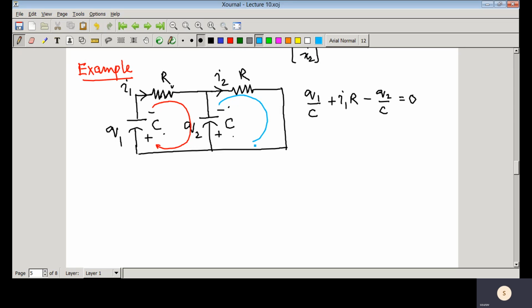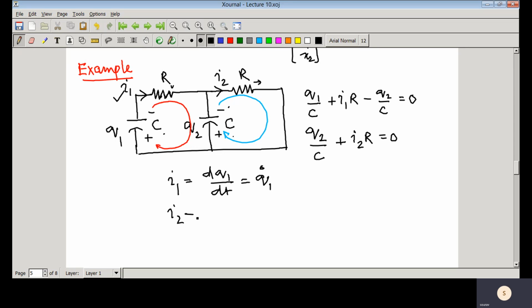KVL, and if you just see this particular loop, what will you get? That q2 by C, and again the current is flowing along that direction, so that is I2 into R equal to 0. So you have two KVL equations, and from here another relationship you can have, that is current I1 equal to dq1 by dt, that is q1 dot.